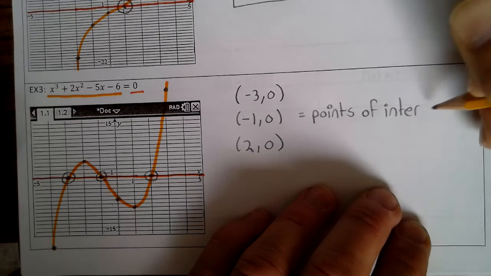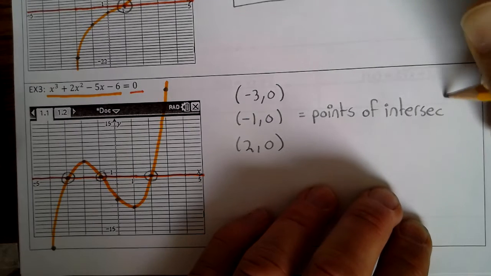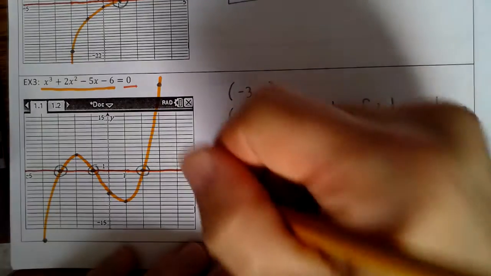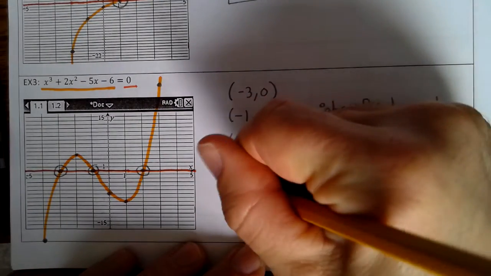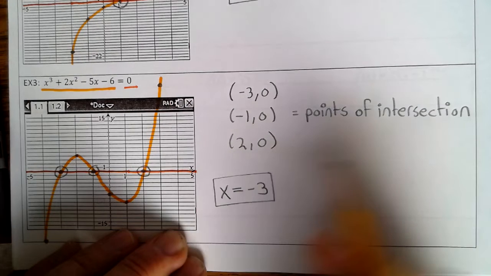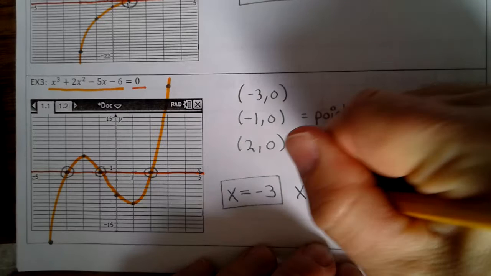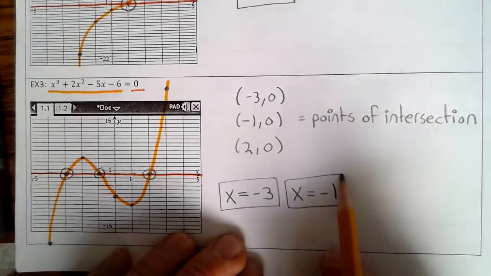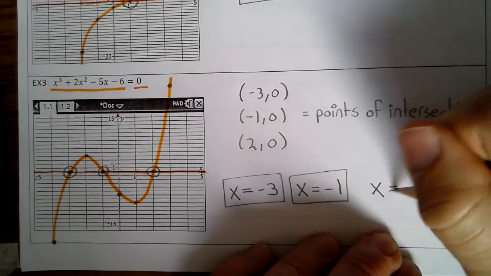Those are your points of intersection. So your solutions are x equals -3, x equals -1, and x equals 2. If you would, finish up example 3.